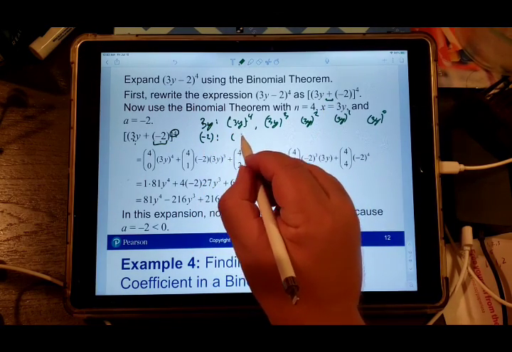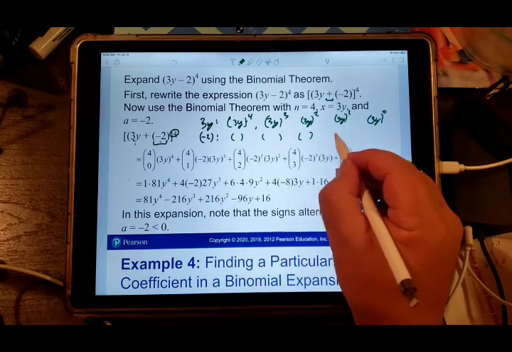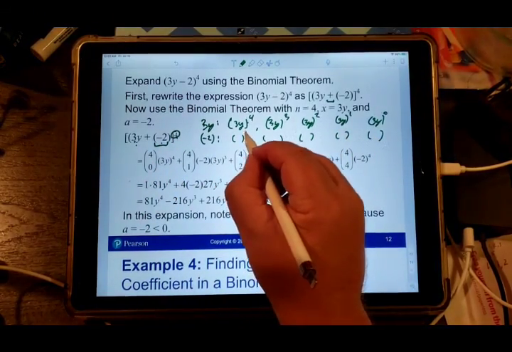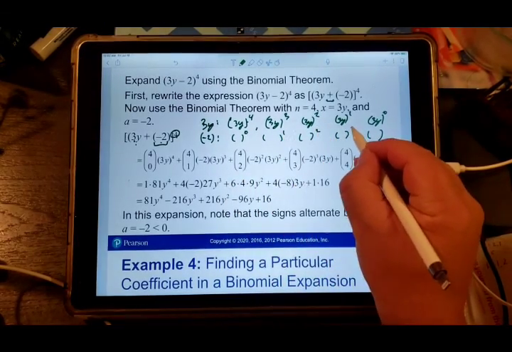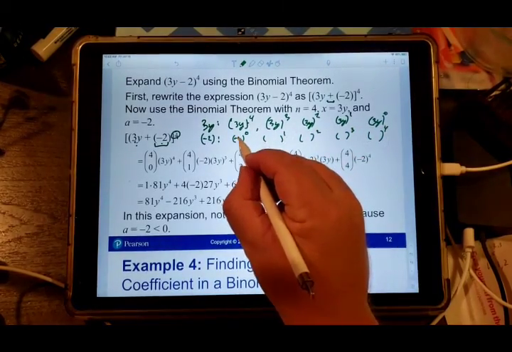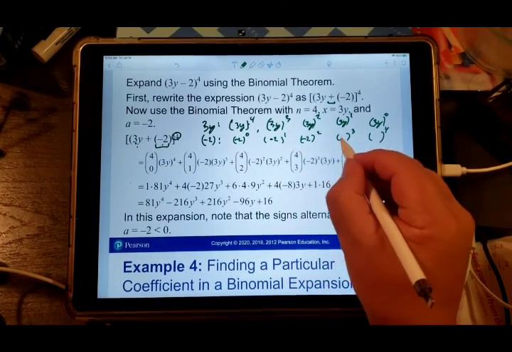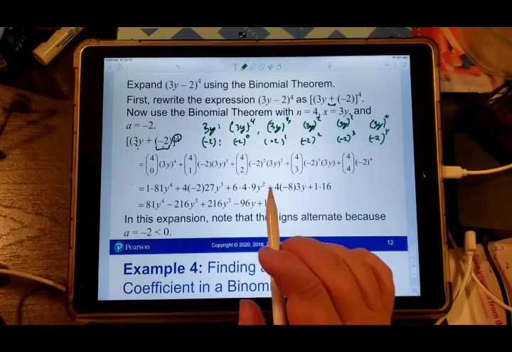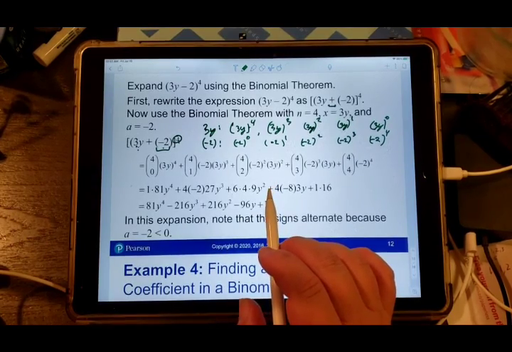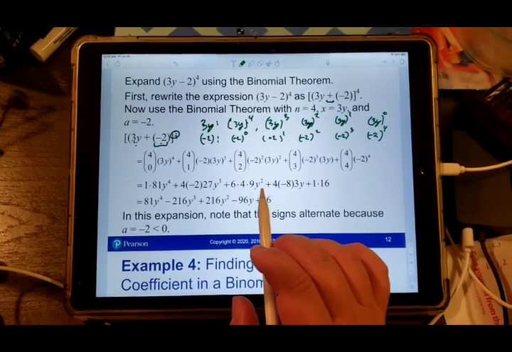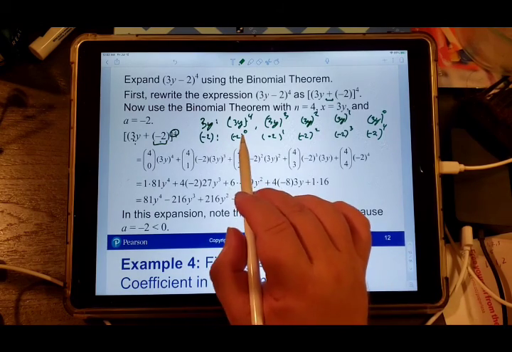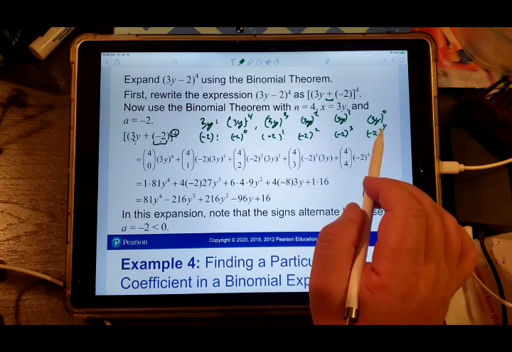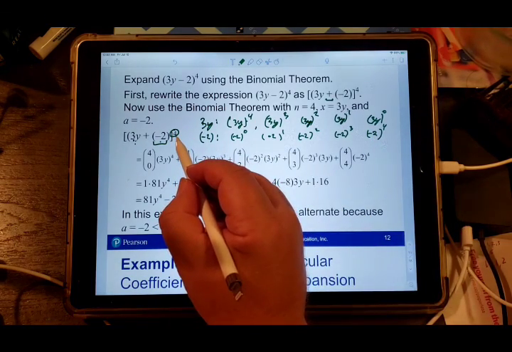So the second term increases. So it goes 0, 1, 2, 3, 4. I like to pull these out and look at them separately, because I've never met a student, never, over the age of 5 years old, who doesn't know this pattern, 0, 1, 2, 3, 4. Now, why does it stop at 4? Because it was a 4 here.